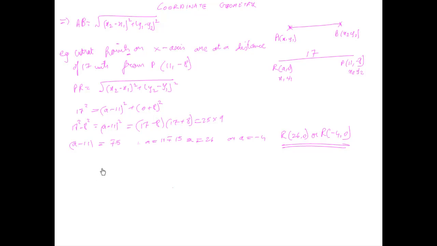In case of the section formula, the formula is, if a line with points A (x1, y1) and B, coordinates (x2, y2) is divided by another point P in the ratio m is to n, then the coordinates of P (x, y) come out to be mx2 plus nx1 upon m plus n. It crisscrosses, children. And for y, it becomes my2 plus ny1 upon m plus n.